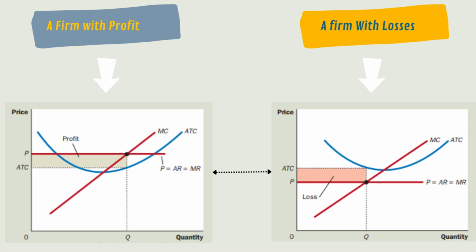Similarly, Panel B of this figure shows a firm with losses. In this case, maximizing profit means minimizing losses, a task accomplished once again by producing the quantity at which price equals marginal cost. Now consider the shaded rectangle. The height of the rectangle is ATC minus P, and the width is Q. The area is (ATC minus P) times Q, which is the firm's loss. Because a firm in this situation is not making enough revenue to cover its average total cost, the firm would choose in the long run to exit the market.